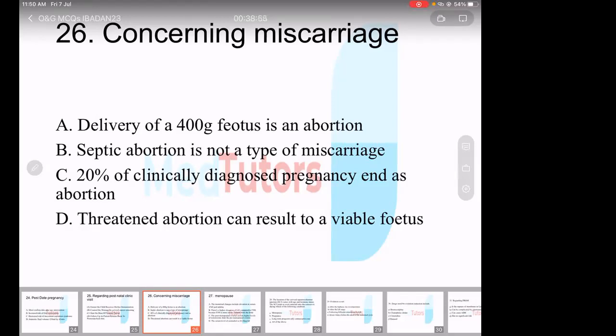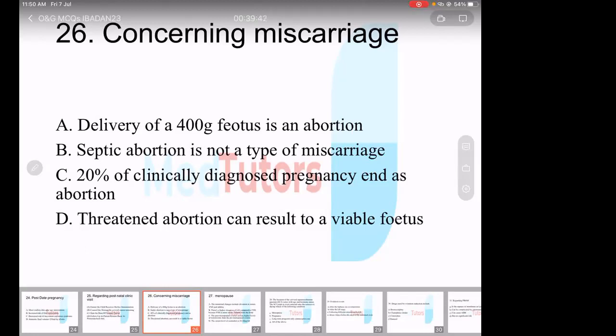Then B, septic abortion is not a type of miscarriage. Of course, septic abortion is not a type of miscarriage. It is a complication of all the other types of miscarriage. It can complicate any other type of miscarriage, but itself, it is not a type of miscarriage. Then C, 20% of clinically diagnosed pregnancies end as an abortion. That is correct as well. Then threatened abortion can result to a viable fetus. Of course, this is not correct, because abortion is the termination of pregnancy before the age of viability. So you can't have a viable fetus in abortus.